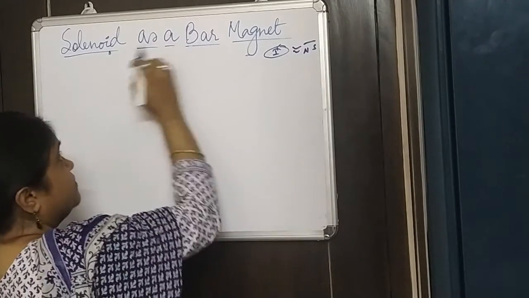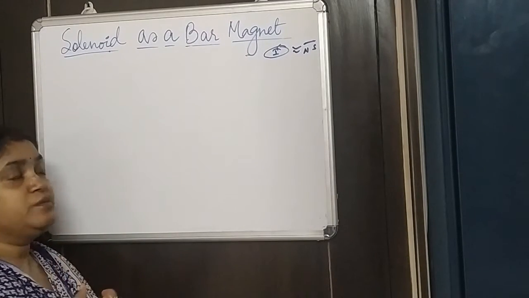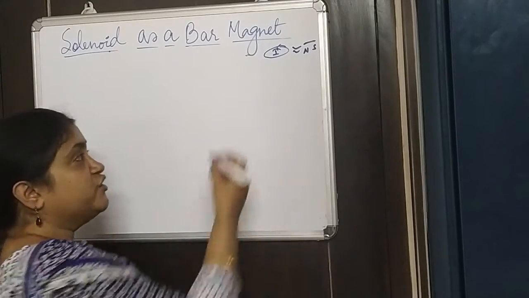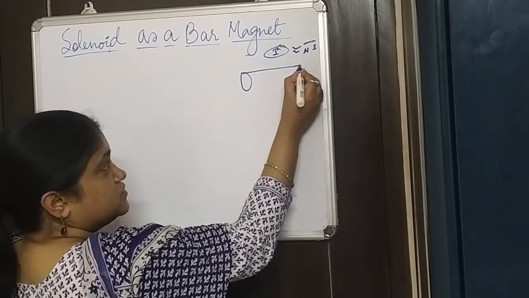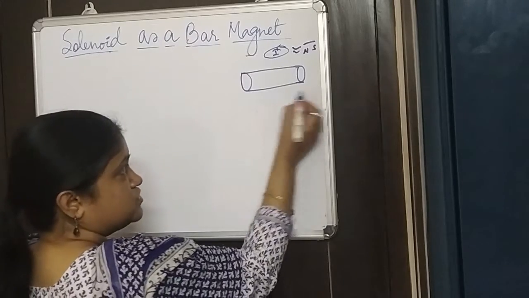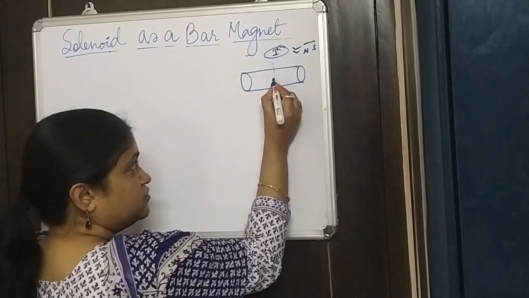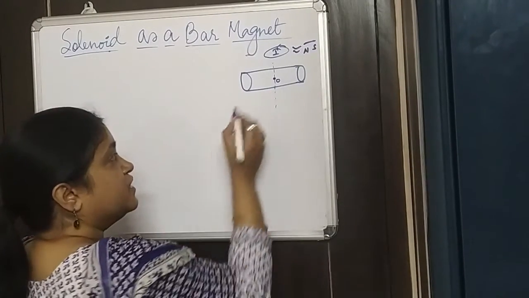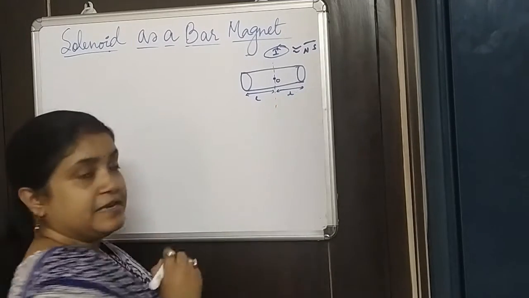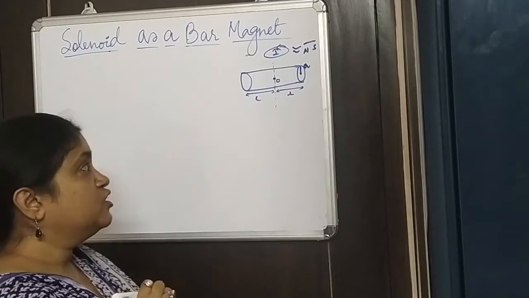Now the solenoid must be very much equal to a bar magnet, and how we are going to prove that? For that we are going to take a solenoid. So this is a solenoid, and suppose the length of the solenoid is 2L. This is the center point O, and this length is L, and this length is also L. The radius of this solenoid is a.